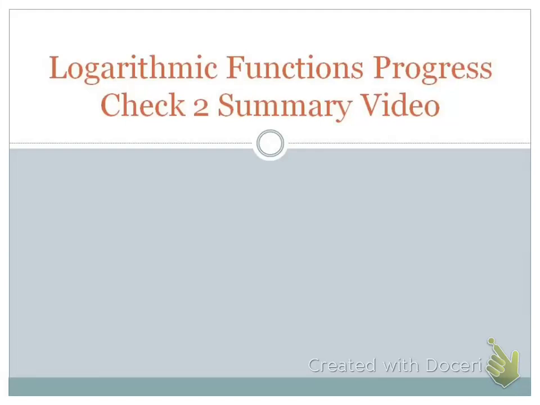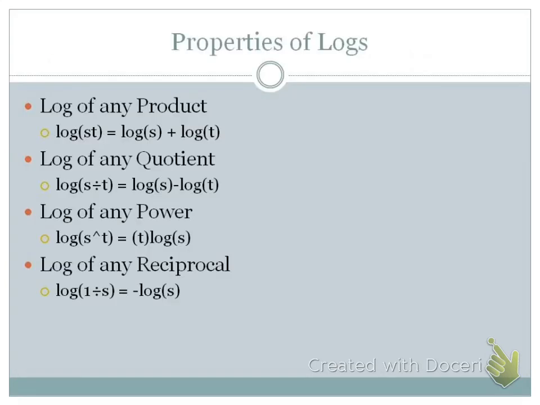This is the Progress Check 2 summary video for our logs. So this Progress Check, our biggest thing we're working on is with the properties of logs. There's 4 properties. The first is log of any product. So when you have a log where inside the log it's multiplied by 2 variables, you can do log of the first variable plus log of the second variable.